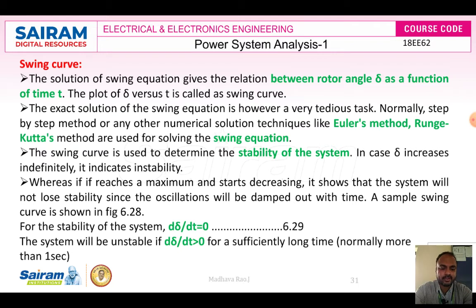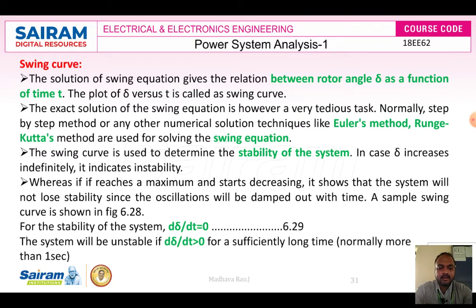In the next slide we have the swing curve graph, where we can observe that it reaches a maximum value and again decreases to 0. The system is stable when d delta by dt is equal to 0. So, when d delta by dt is equal to 0, we can say that the system is in stable condition.